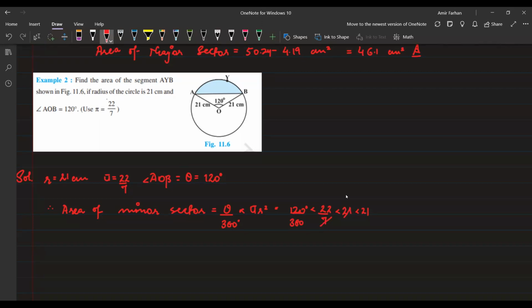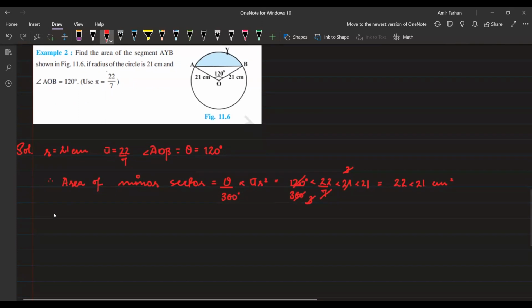So this is 3 times. Okay. And this is also 3 times. This will cancel this thing. So what is left is 22 into 21. That is centimeter square. Okay. So now we have got the value of area of minor sector.